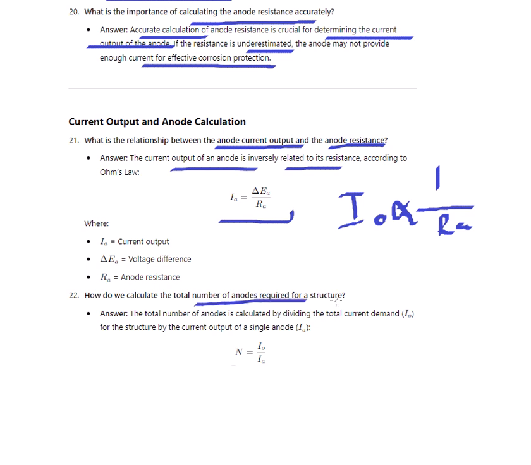How do we calculate the total number of anodes? The total number of anodes is calculated by dividing the total current demand for the structure by the current output of a single anode. Ia is the single anode output. Io is the total current demand for the entire structure.